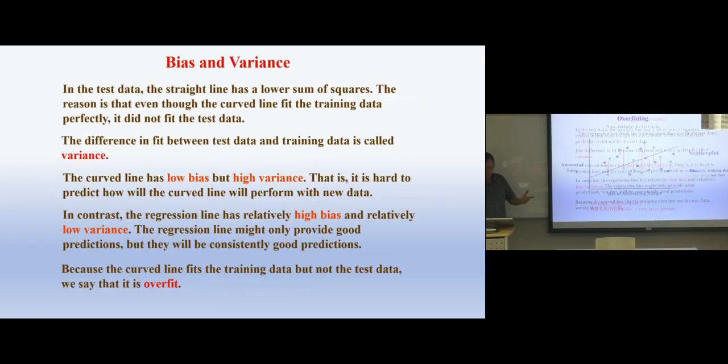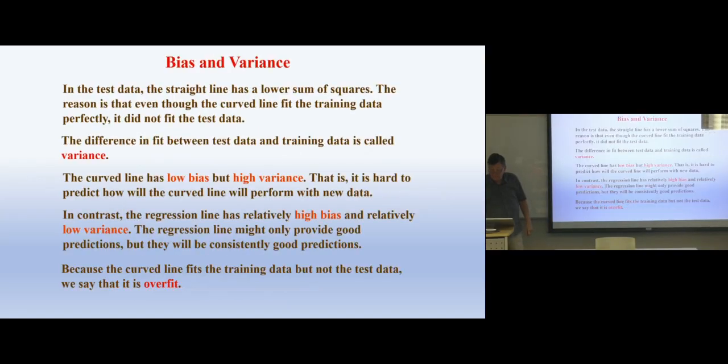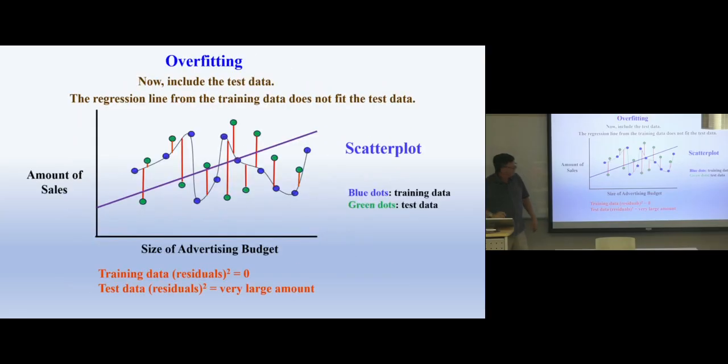You'd figure that on overfitting. Notice straight line, lower sum of squares. The difference between the test data and training data fits is variance. The curved line has low bias and high variance. This line, low bias, high variance, and it's hard to predict how it'll perform on new data. Naturally, it's actually impossible.